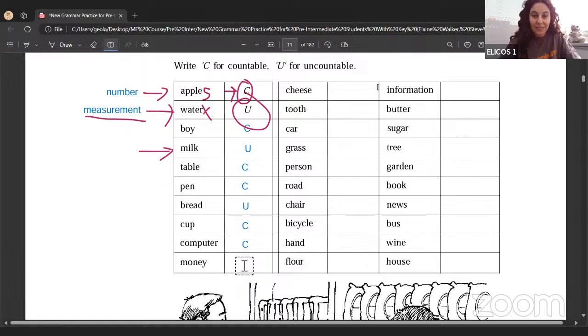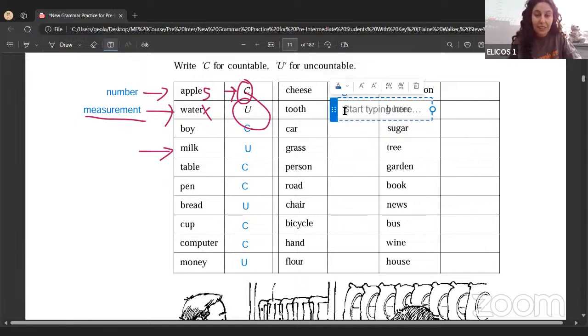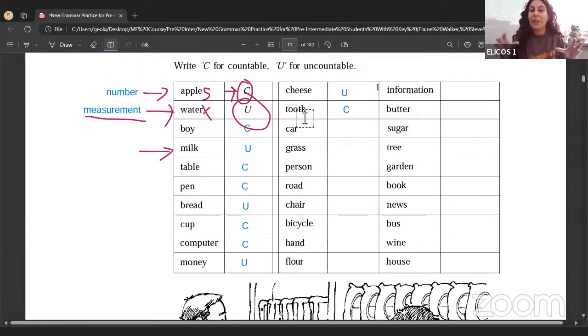Computer, countable. Money, uncountable, yeah. Cheese, uncountable. Tooth, countable. Yeah, 3 teeth, 4 teeth. It's just irregular. Remember that when you make it a plural, sometimes the word changes. So tooth is the singular, but in the plural, it would be teeth. So just be careful that, yes, it is countable. Teeth. Its plural is teeth.